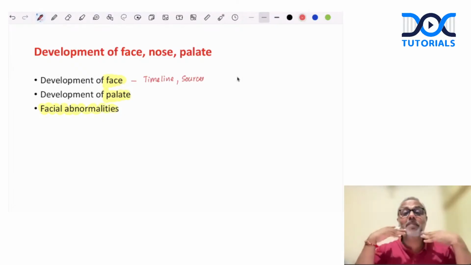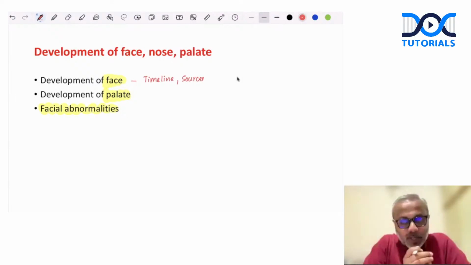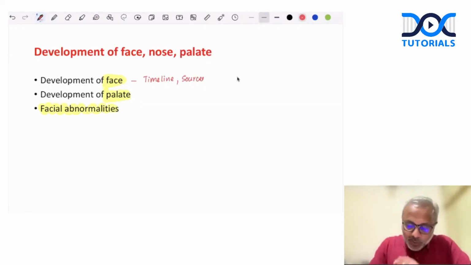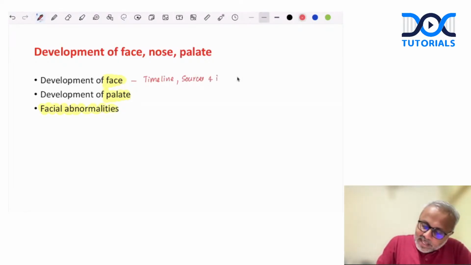What are the three facial processes? Frontonasal, maxillary, and mandibular. What are the derivatives of each of these processes? And when these processes do not fuse, what happens? So, sources and their derivatives, and then the developmental abnormality.